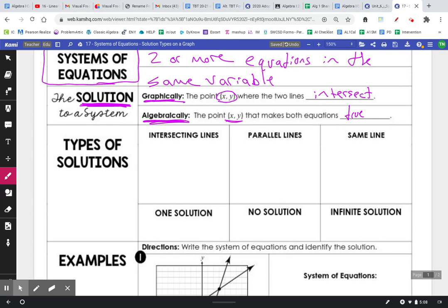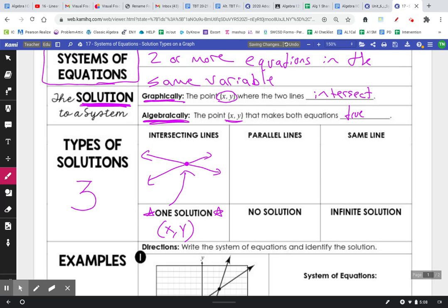Solution types. I want you to write this down. There are 3 different types of solutions. Here they are. There's one solution. What does that mean? It's just these lines are intersecting. Here's an example of a line and a line, and this right here would be our one solution. And we write that point as just an XY pair.